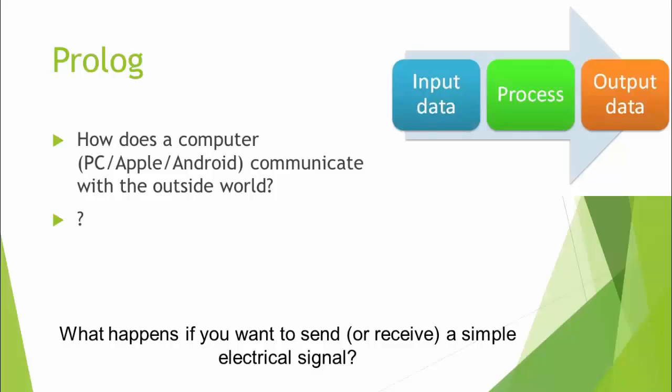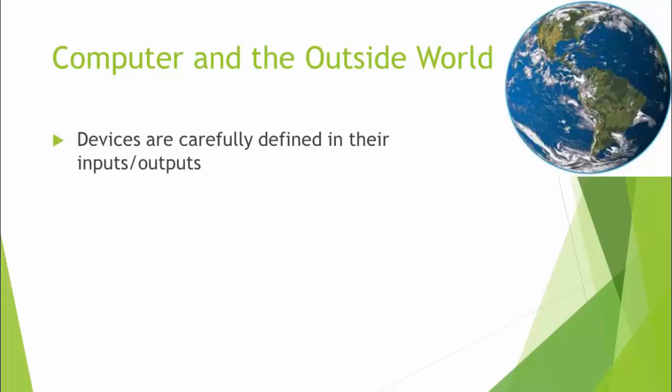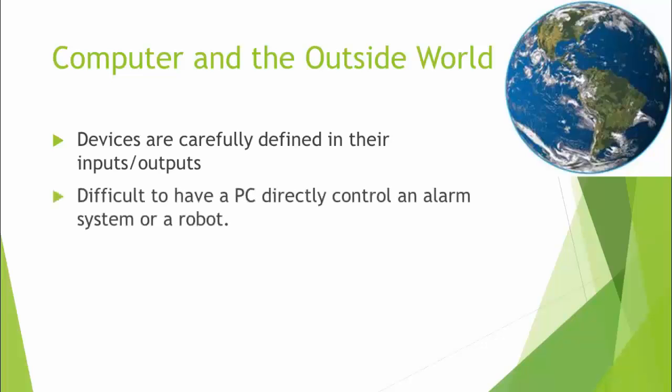If you wanted to read a potential coming from a device, or you wanted to push out, for example, a potential to an LED bulb, well, that's actually a very challenging thing. So computers don't do a very good job of communicating those simple outputs. Instead, they're carefully defined in terms of the way that they connect with other devices. It's really quite challenging to have a PC directly control an alarm system, for example, or to control a robot.